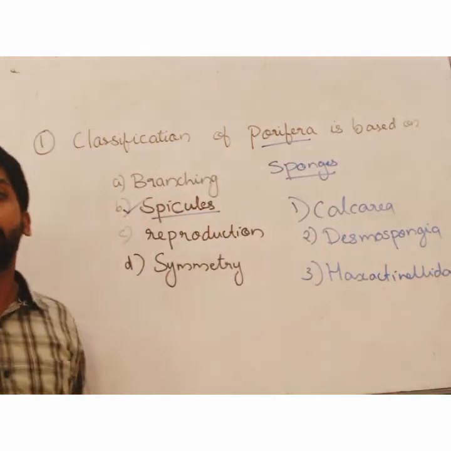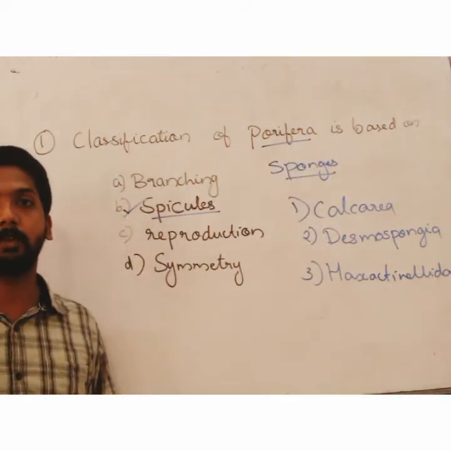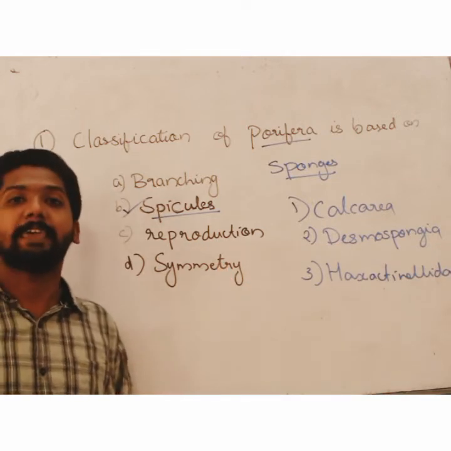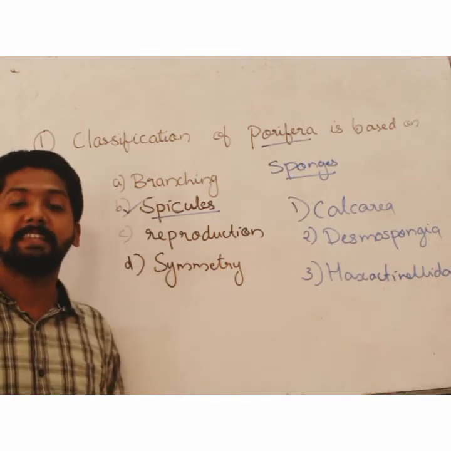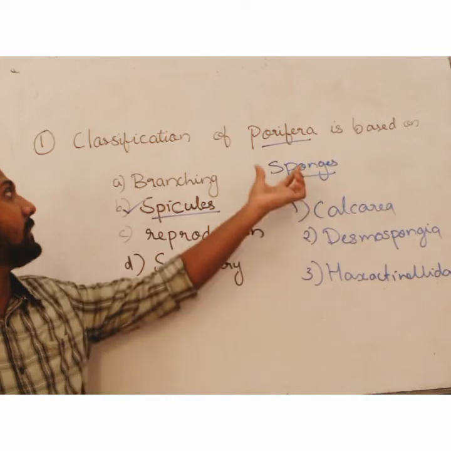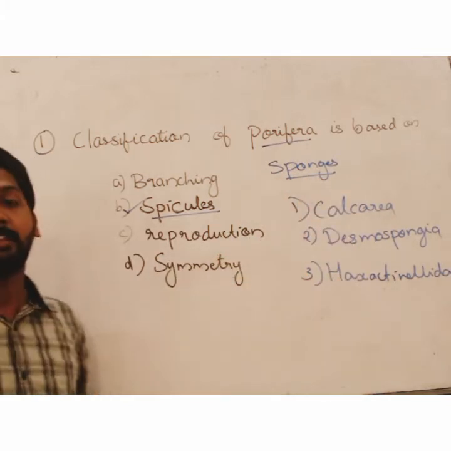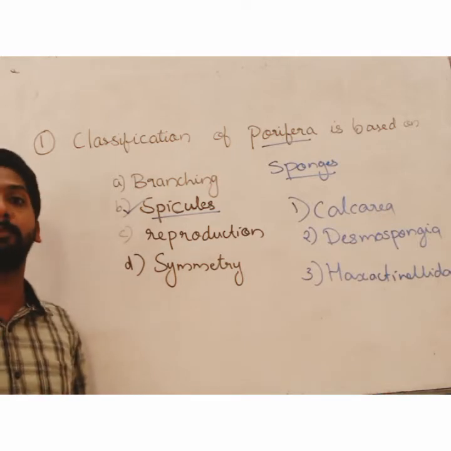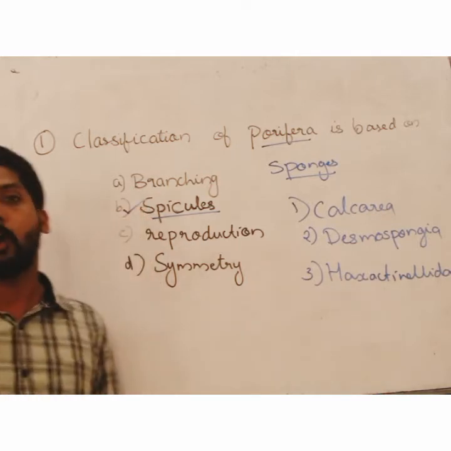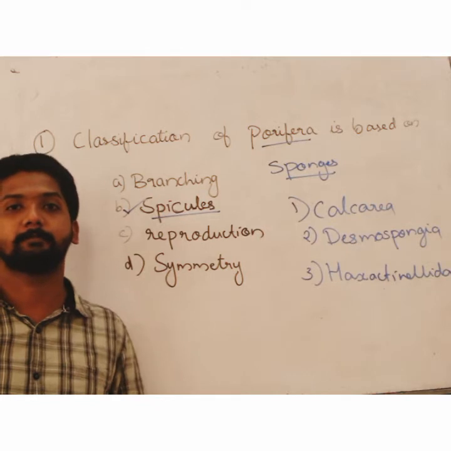Based on the composition of the spicules, whether they are made up of calcareous spicules or siliceous spicules, these sponges are subdivided into three classes. So for this question, the classification of Porifera is based on option B, spicules. Hope this answered your question.